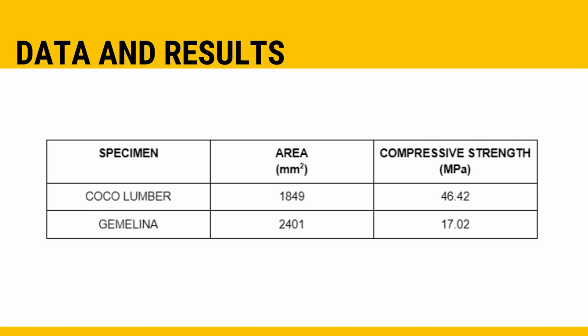megapascal. So from the results, it can be concluded that Coco lumber is more durable and more effective for situations where compressive strength is essential.